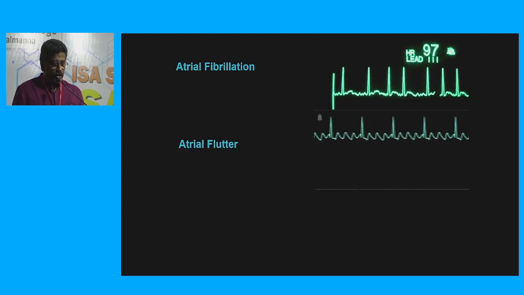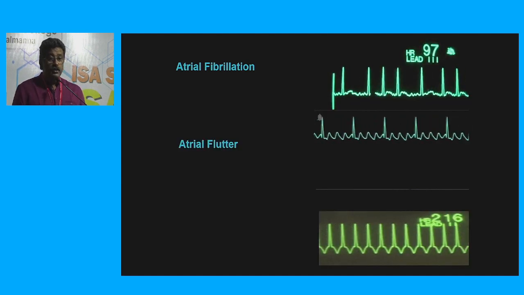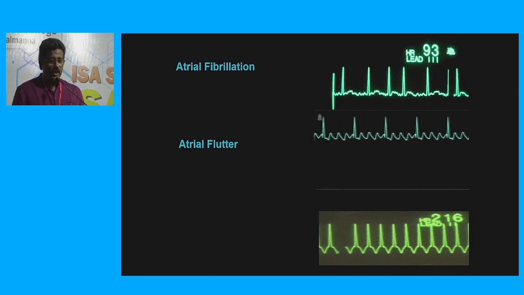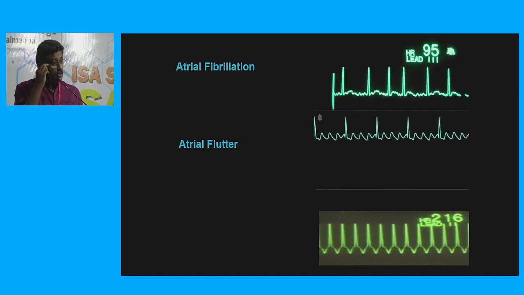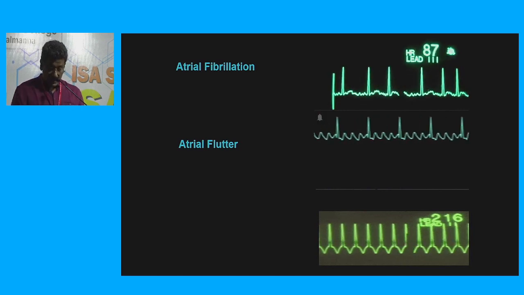Atrial fibrillation. So you can see the classical fibrillatory wave, and it is irregular, that is atrial fibrillation. This has already been told, atrial flutter. Supraventricular tachycardia, it is narrow complex, and the rate can go up to 250. So that you can do the cardioversion.